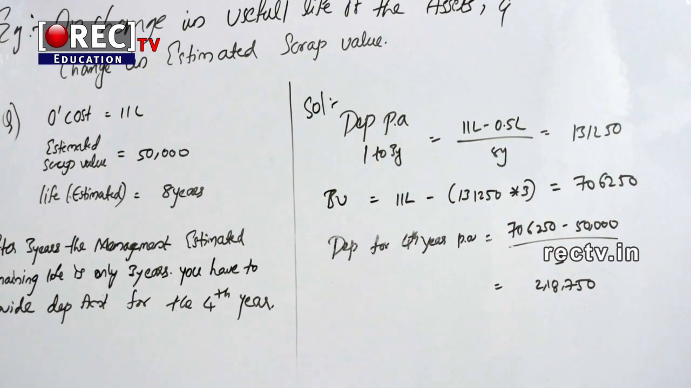Now let us see the depreciation for the 4th year per annum, which is equal to 7,06,250 minus estimated scrap value, divided by the remaining useful life of the asset, that is 3 years. So 7,06,250 minus 50,000 divided by 3 equals 2,18,750, which is the 4th year depreciation.